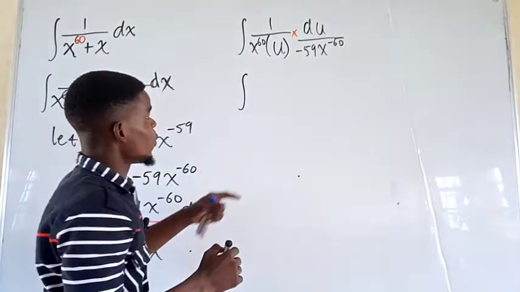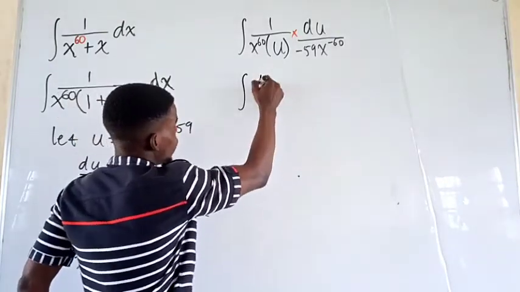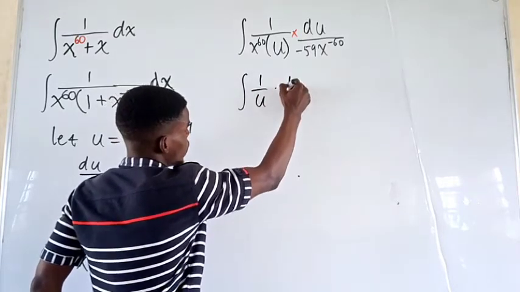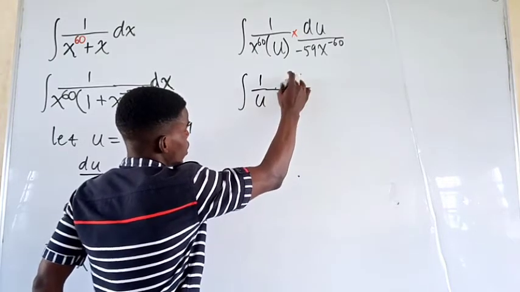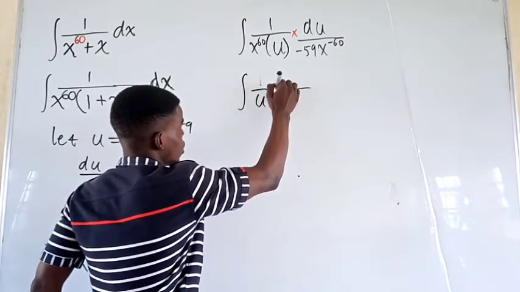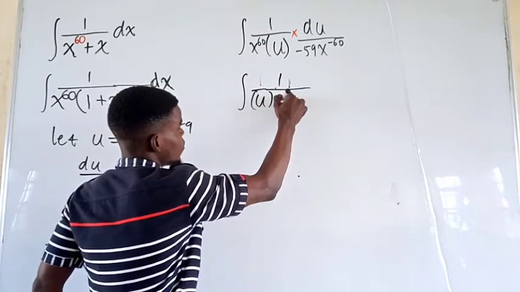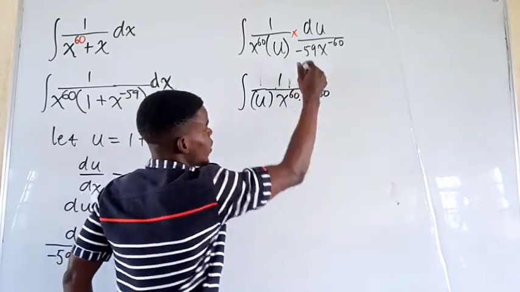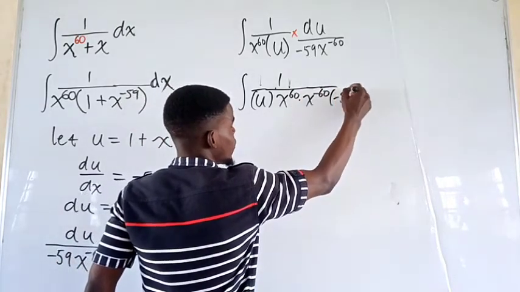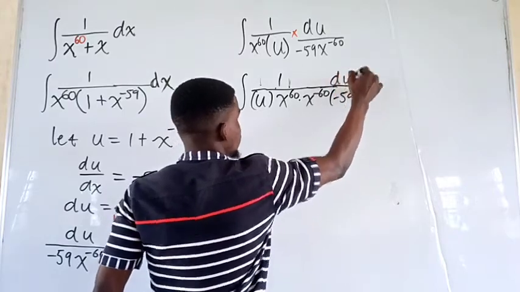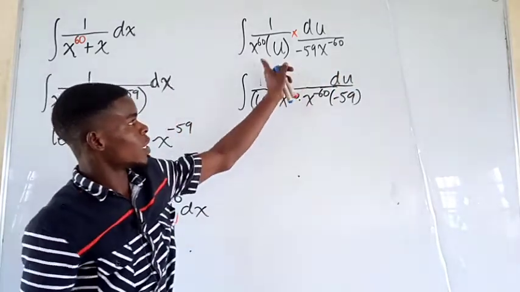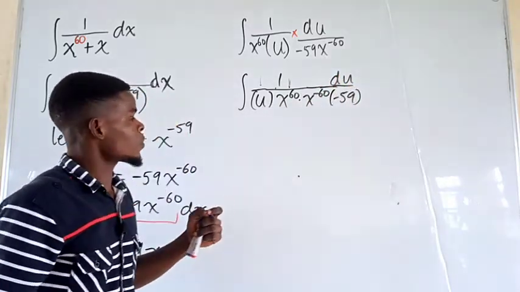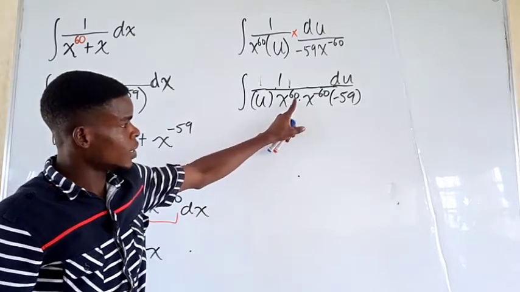That will give us the integral of, well, this is 1 over u, this is x to the power 60. Let me just put it down as 1 over that. This is u, then this is x to the power 60 times x to the power negative 60, alright? And then I put down the negative 59 also, and then you put down the du on top like that. Okay, so we just see the long chain in the bottom, all of them will multiply together, and this is it.